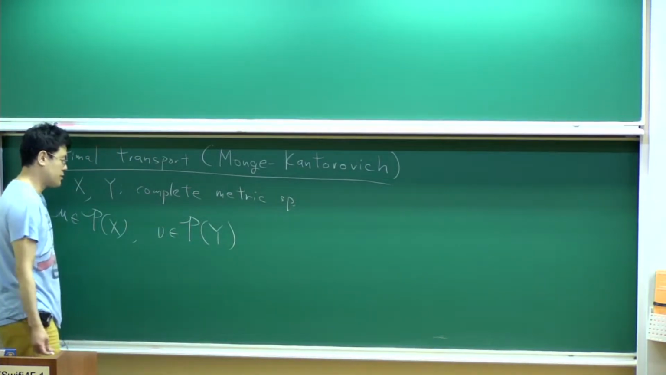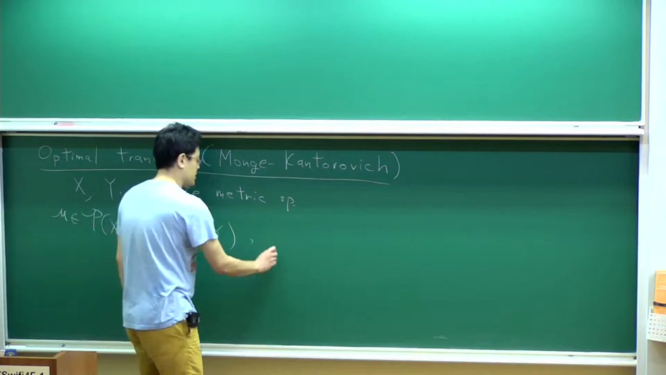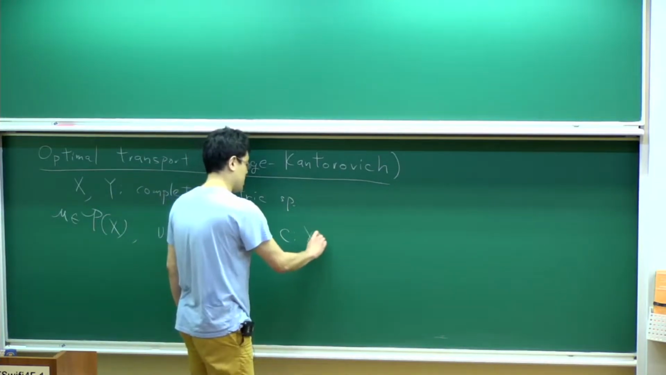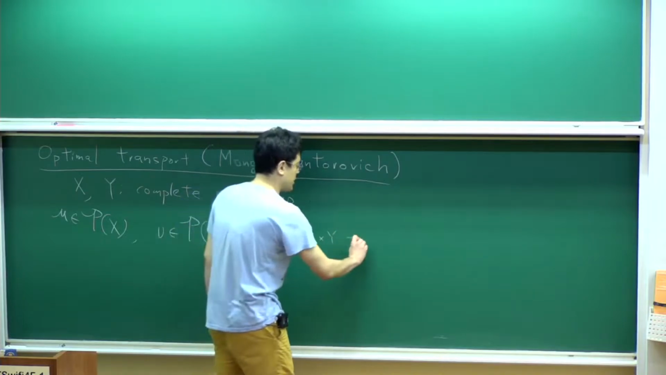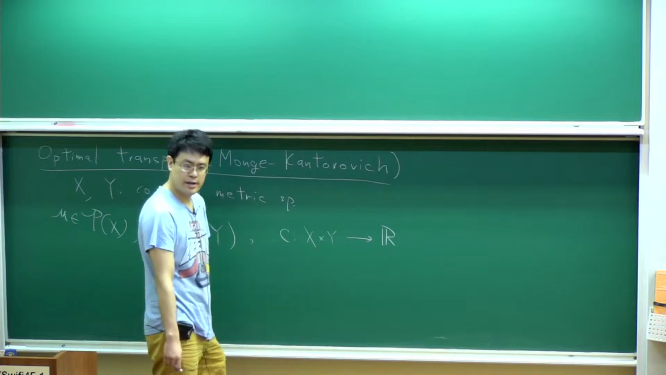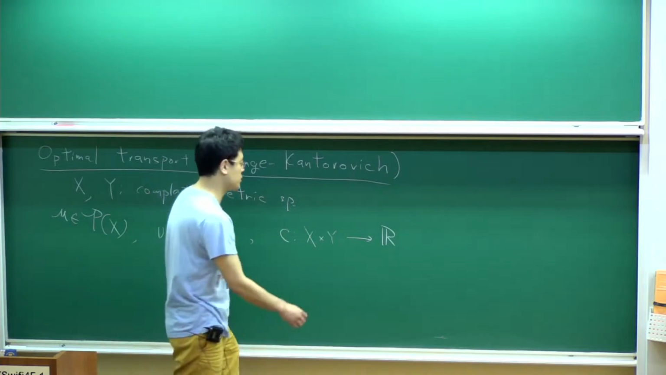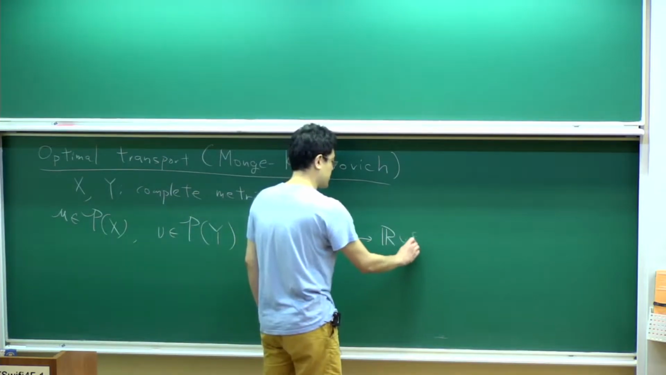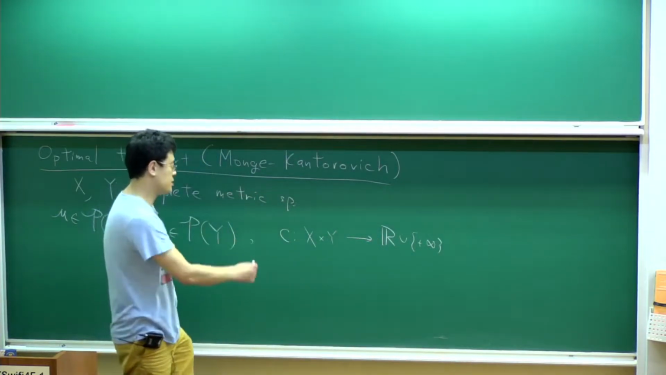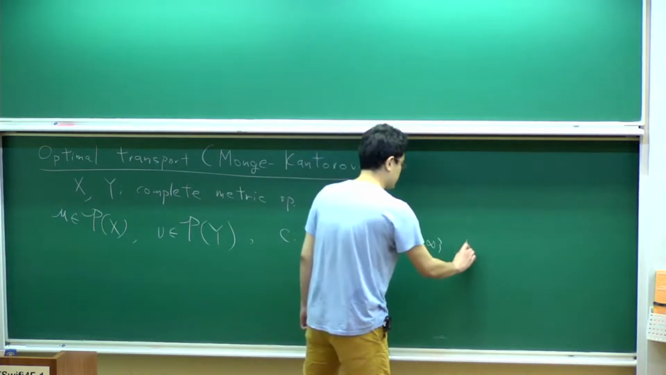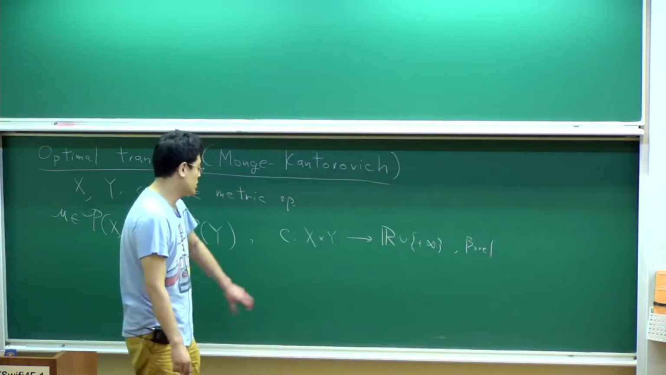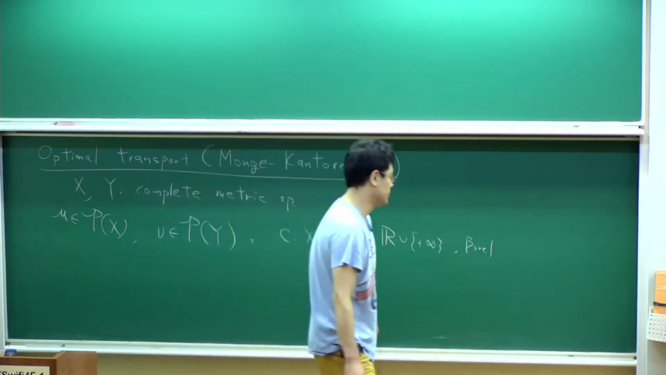And then you have one more ingredient, which is c, the lowercase c. This is a function defined on the product, X cross Y, and usually real valued, often non-negative, but just generally real valued, or sometimes even extended real valued. And this should just be a Borel measurable function. Okay? So this is usually called the cost function.